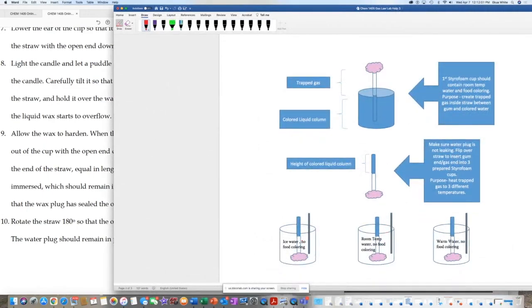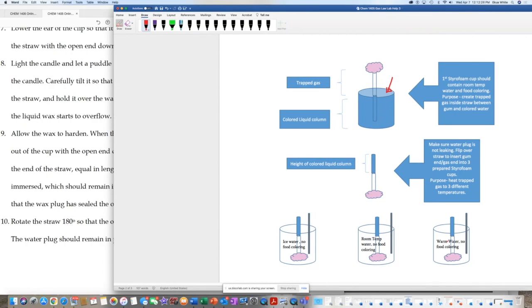And then these are three different cups from the top cup. So in the end, you're going to have four total cups. This one here was just to provide you with the colored water inside the straw. So we are done with this. As long as your straw doesn't leak, we're done with the first cup. So here we have three different cups with three different temperatures.